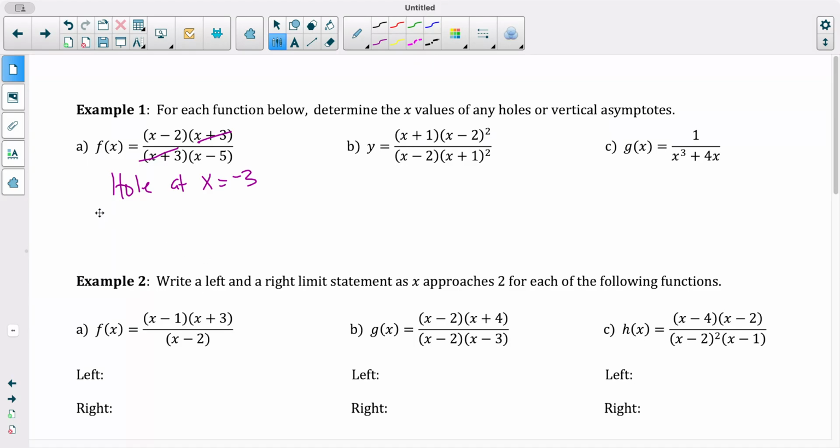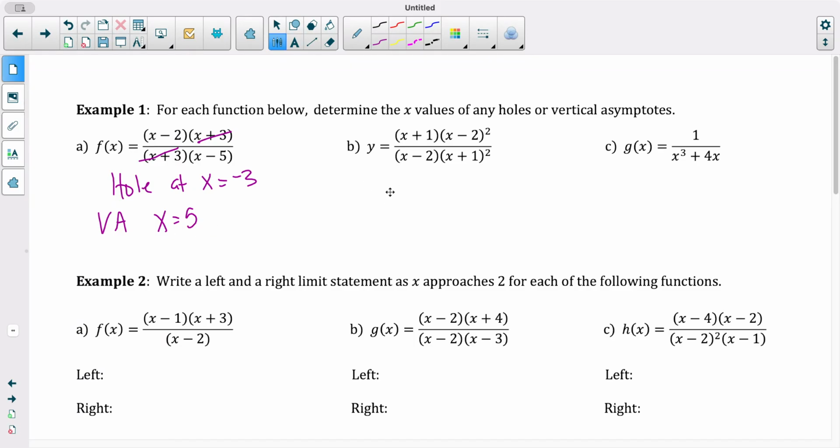Okay, and then it has a vertical asymptote at x is equal to 5. Right? Since the x plus 3 cancels to make the hole, you're only left with one vertical asymptote at x equals 5. Okay, so the next one.